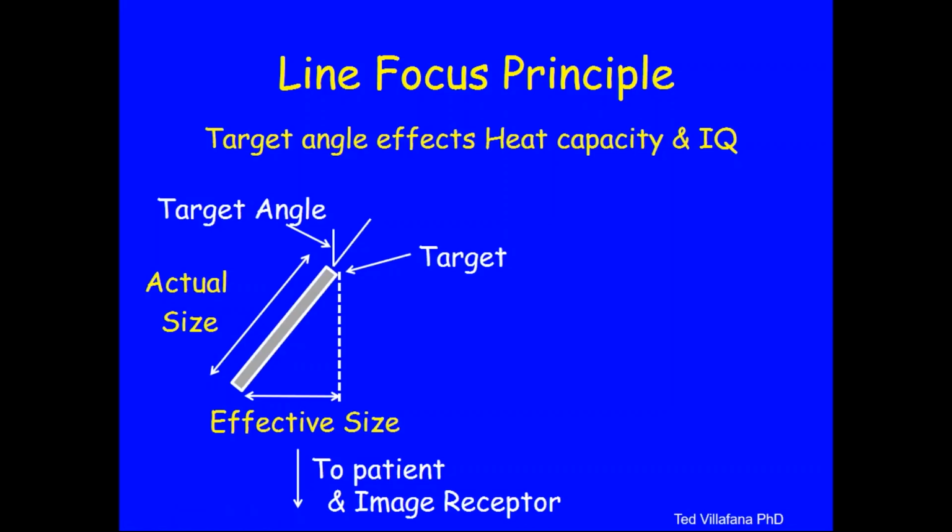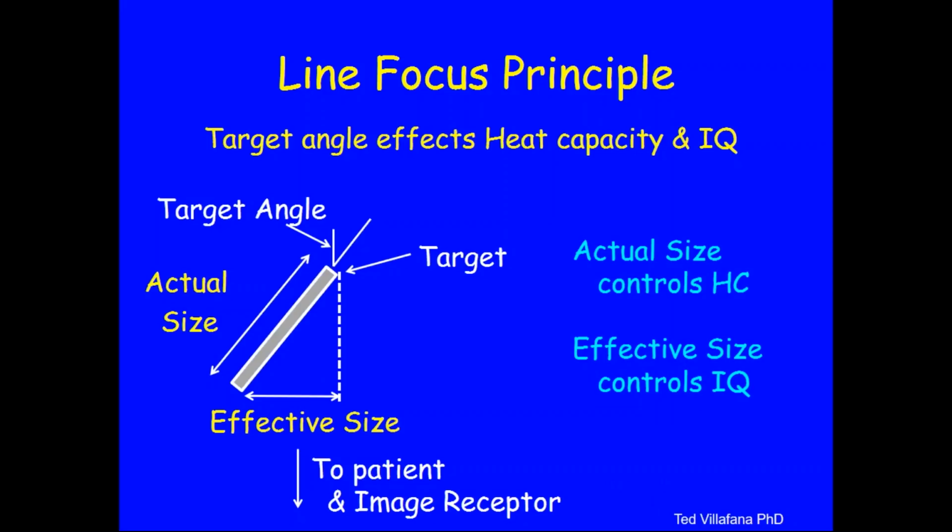There's something called an actual size, and there's something called an effective size. The actual size is what this target actually measures, while the effective size is the size as projected to the patient. The patient sees a size, while the actual size could be very much different than the size that's going to be looked at by the image receptor. That's going to be a very important idea for us. Actual size is going to control the heat capacity, while the effective size controls the image quality.